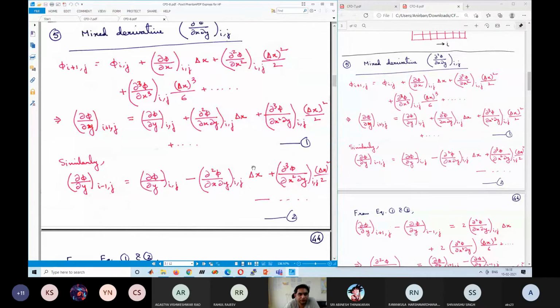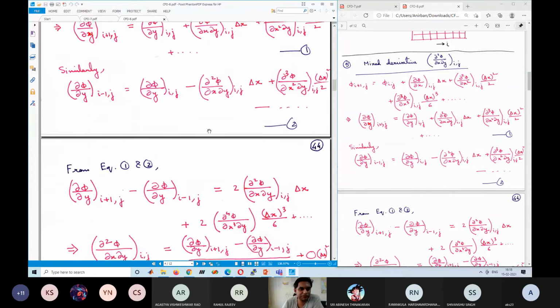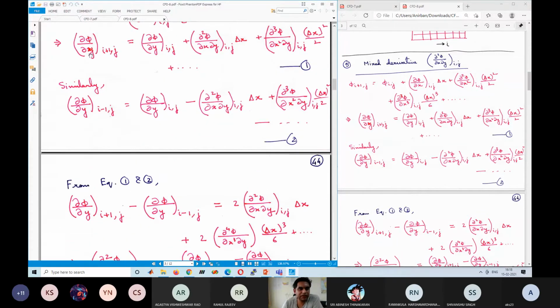Now what are we going to do? We want this term, right? As you can see, if we add, this term gets cancelled. So we should subtract the second equation from the first equation so that we get this term. So by subtracting the second equation from the first equation, what do we get? Del phi del y at i plus 1 comma j minus del phi del y at i minus 1 comma j. These two terms are there.